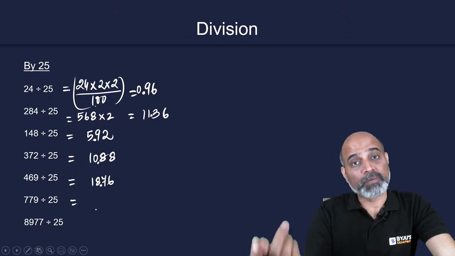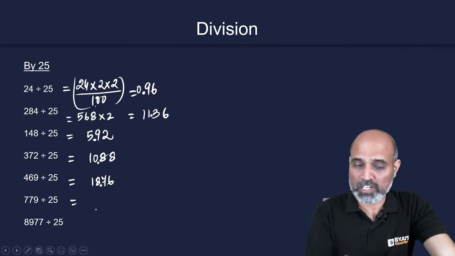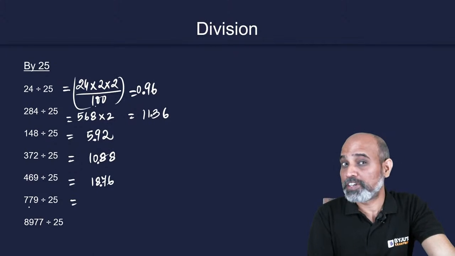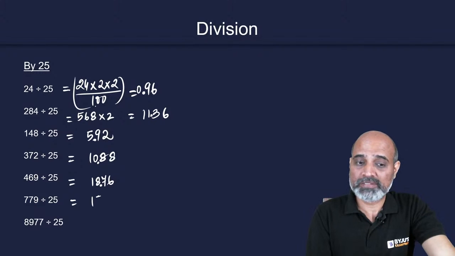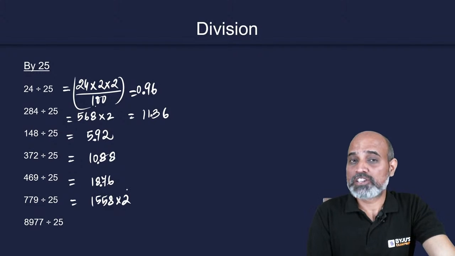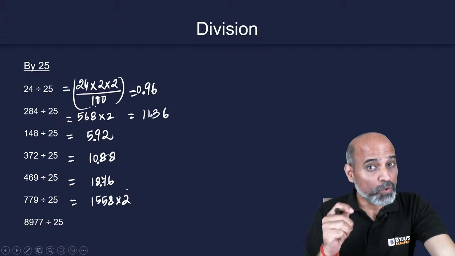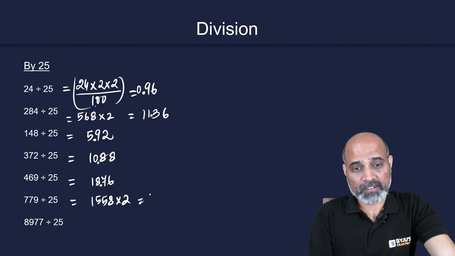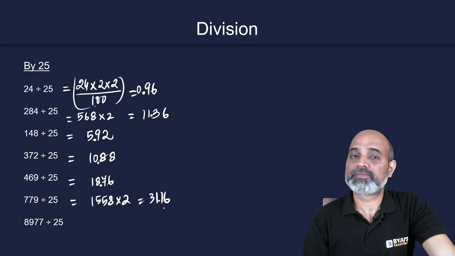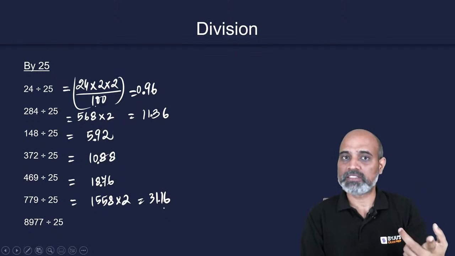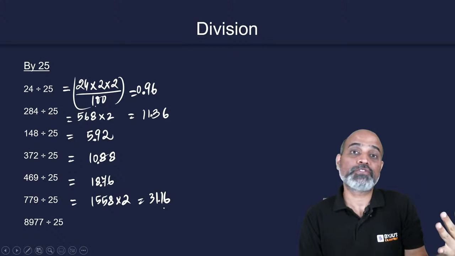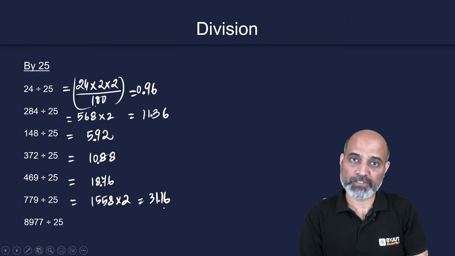779 ka double. So I have to double it twice. The first double is going to give me 1558. 1558 ka double is going to give me 3116, and put a point. Because it's always easier to double a number if you practice enough. That will help you take care of dividing by 5, dividing by 25, and so on.